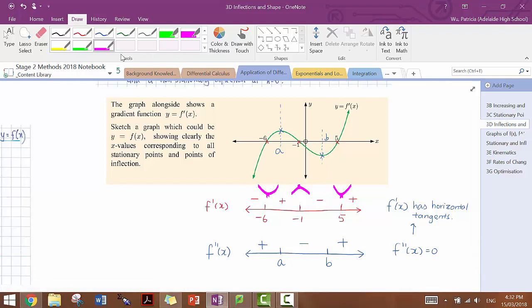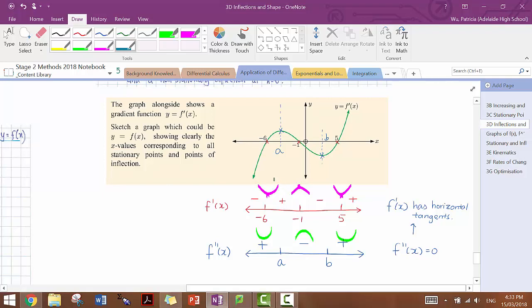The second derivative tells you what the curvature looks like in those regions. So when x is smaller than a, what I know is it should be convex. And then when it's in between a and b, the original graph should be concave. And then when it's greater than b, it should be convex there. Okay, now we can go back to sketch the whole thing.